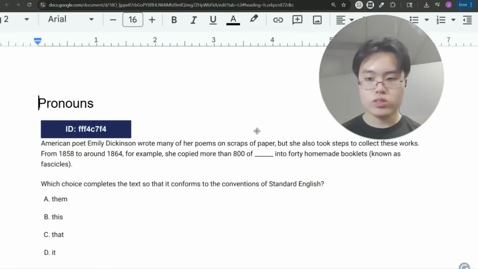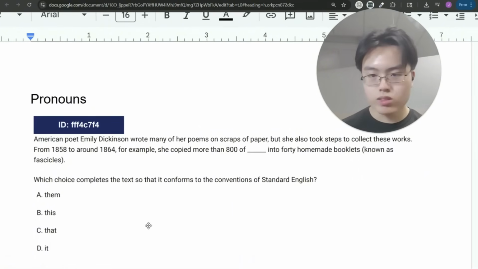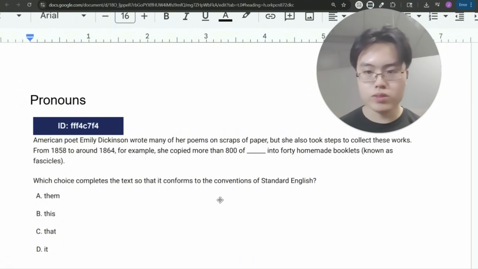Try solving this on your own first, and then you can compare it to how I solve it, and that way it'll be more memorable for you. Okay, try solving that. Now, honestly, for pronoun questions, I would read the entire passage just to be sure.